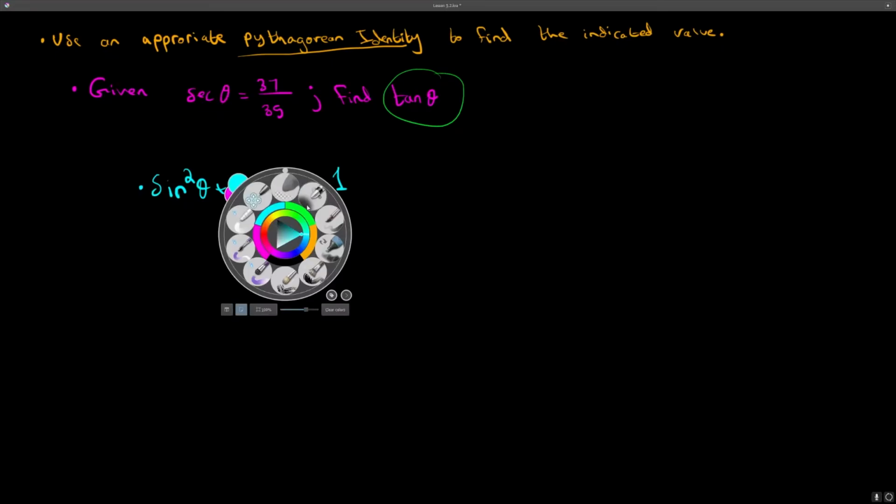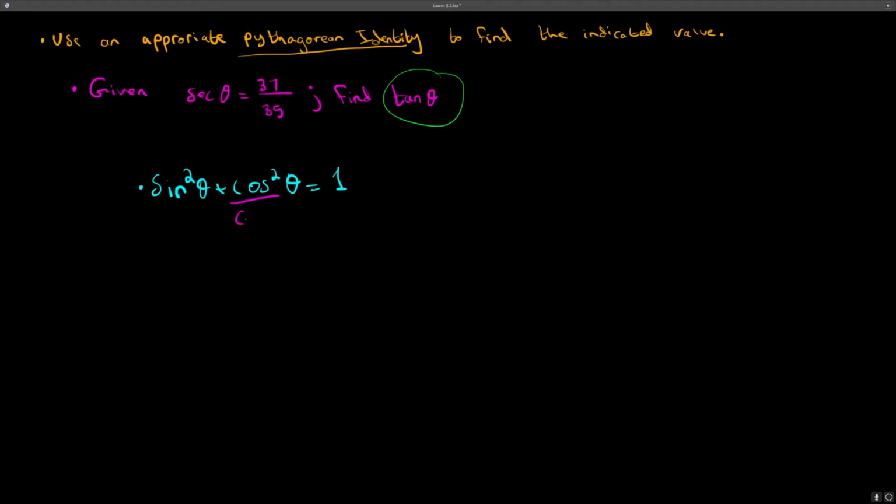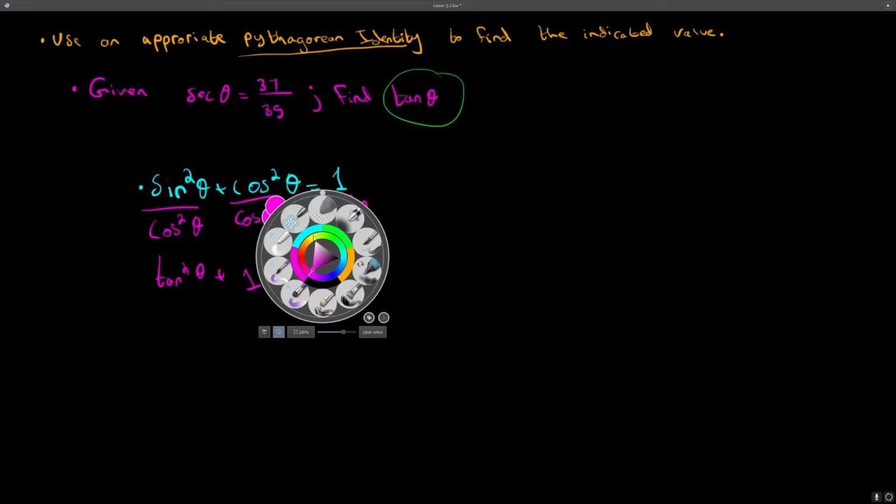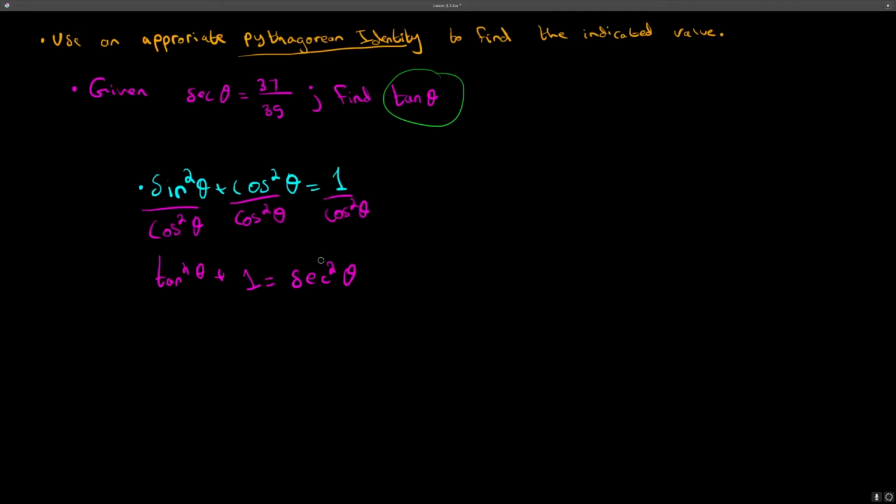Now, if you memorize it, then you already know there's one, but if you don't, then you can try it. Get lucky, maybe. Divide by cosine squared, and then you'll get tangent squared plus 1 equal to secant squared. If you got unlucky and you tried sine first, then it's going to be cosine the next time. But this will be the formula we'll use.